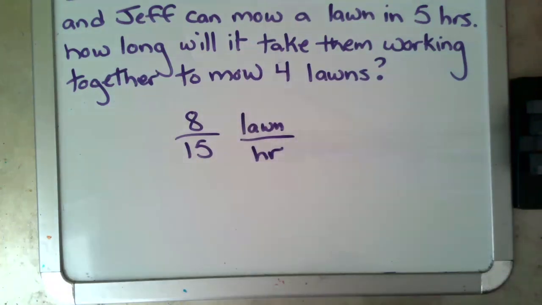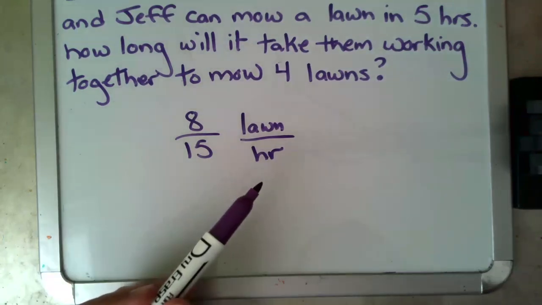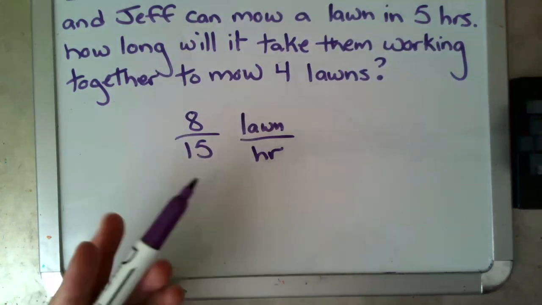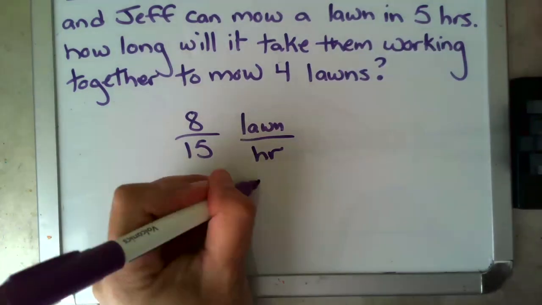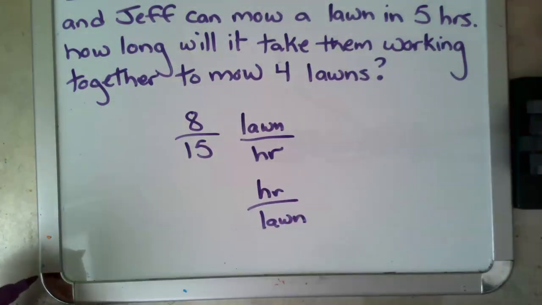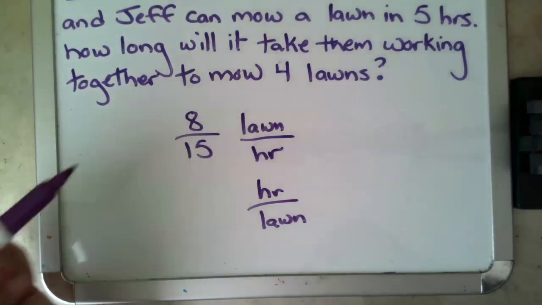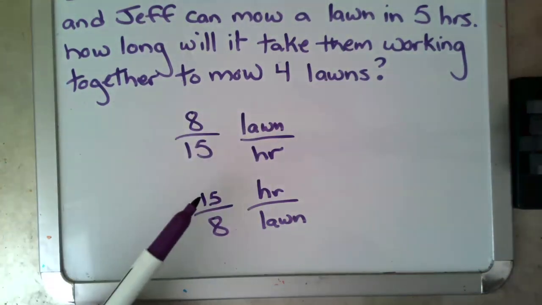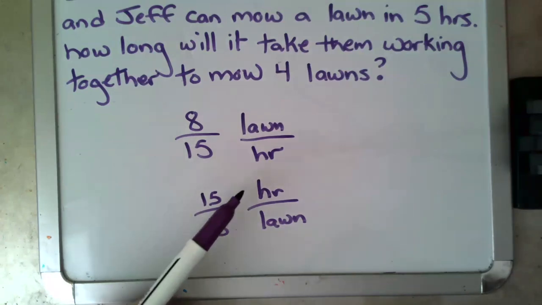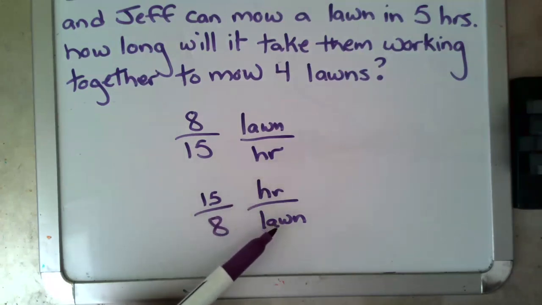The next thing I want to know is how many hours it takes for them to do 1 lawn. Well, that's the reciprocal of this, right? I have 8/15 lawn per hour. What I want to know is hours per lawn. And so that will be, I've just flipped my unit, so I flip my numbers. It will take them 15/8 of an hour per lawn.